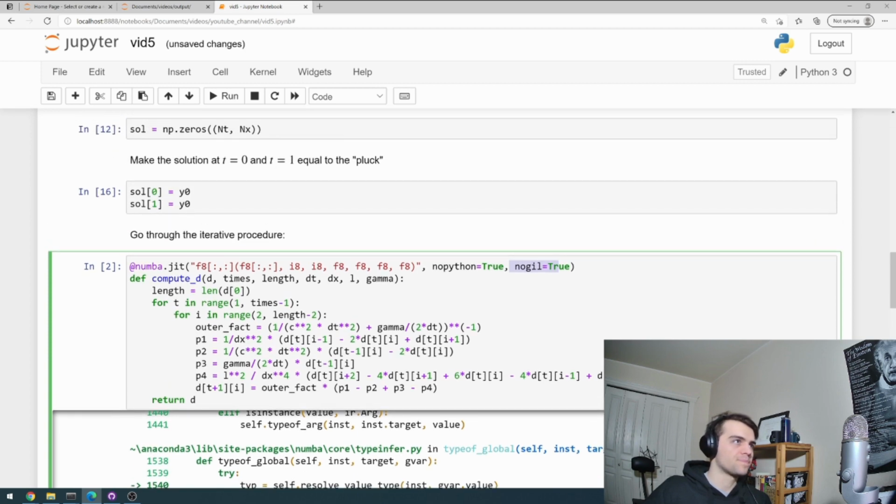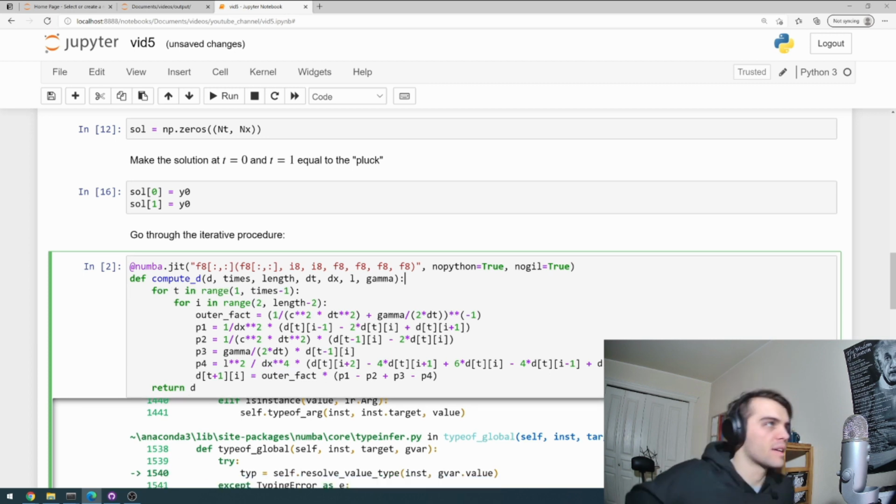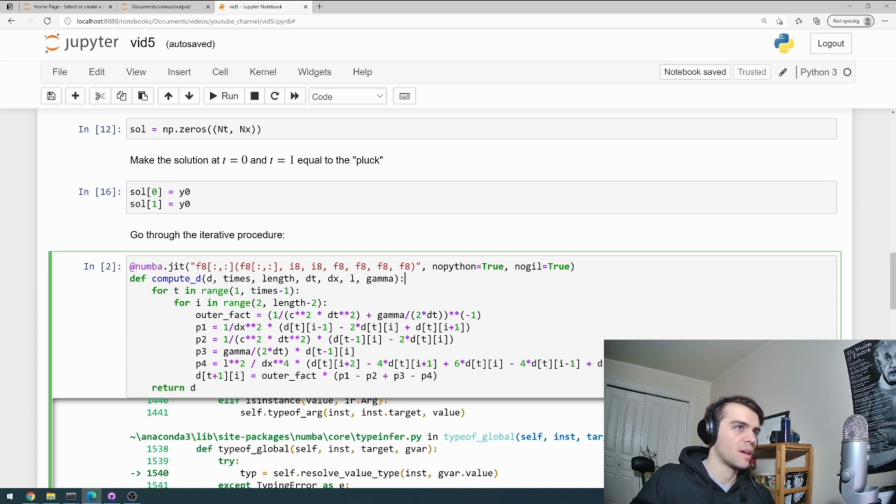All right, so how does this work? Well, I don't need this line here, I'm realizing, because I'm passing in length. So what's going on here? Well, I loop through times from 1 to times minus 1, so t starts at 1. And then I loop through positions from 2 to length minus 2.